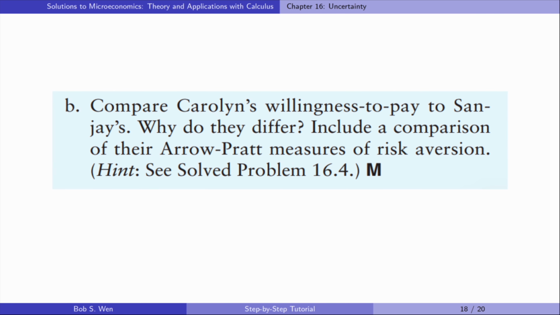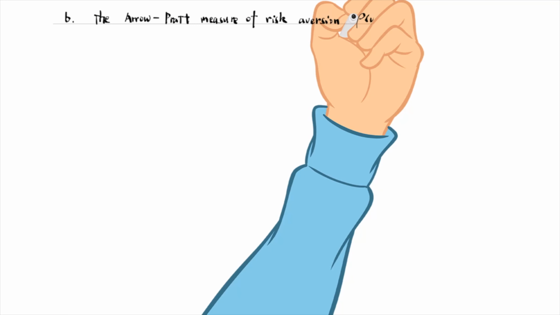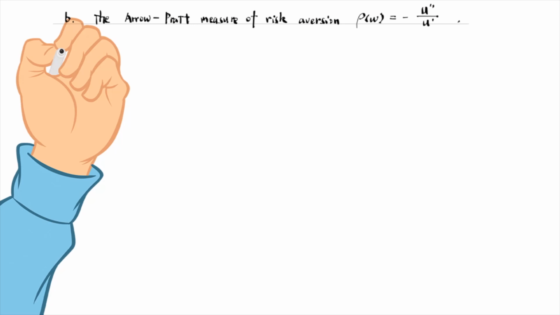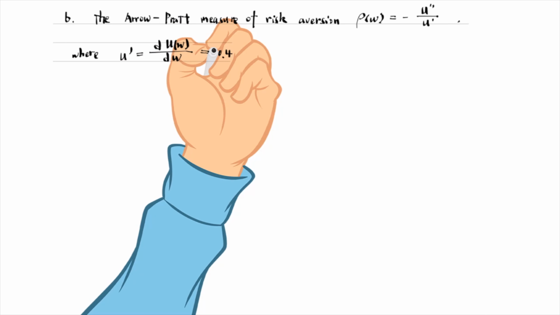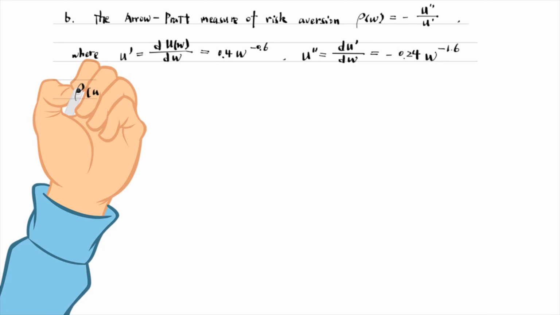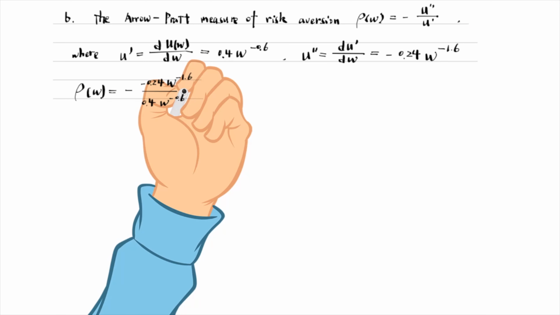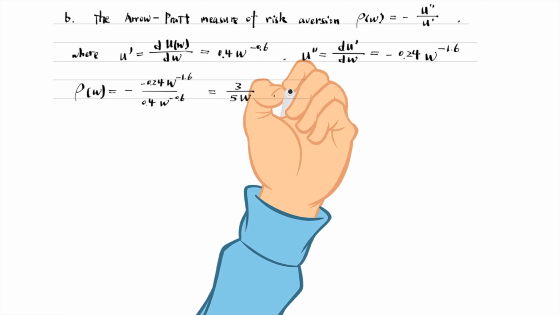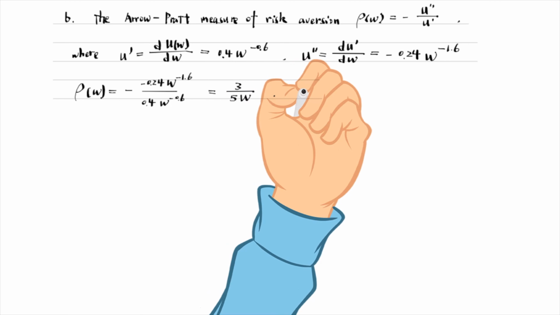Compare Carolyn's willingness to pay to Sanjay's. Why do they differ? Include a comparison of their Arrow-Pratt measures of risk aversion. We compute the Arrow-Pratt measure of risk aversion. It equals 3 over 5W.